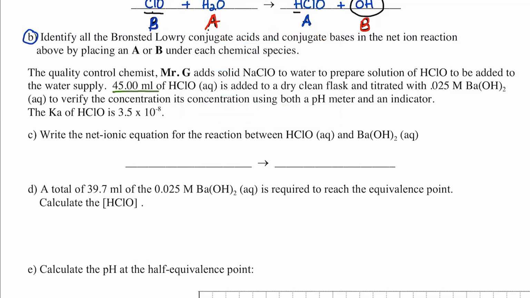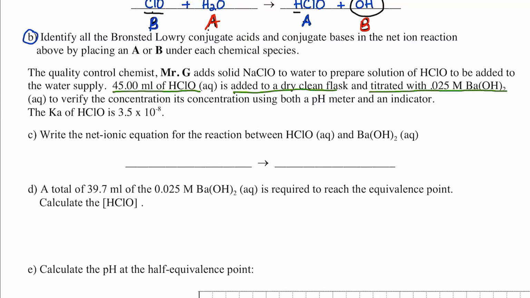45 milliliters of the hydrogen hypochlorite is added to a dry, clean flask, okay, and titrated with 0.025 molar barium hydroxide. Okay, so now the question is, what's going on here? It's really maybe helpful because I know when people did this test, they got things backwards. Who is the titrant and who is the analyte, party people?